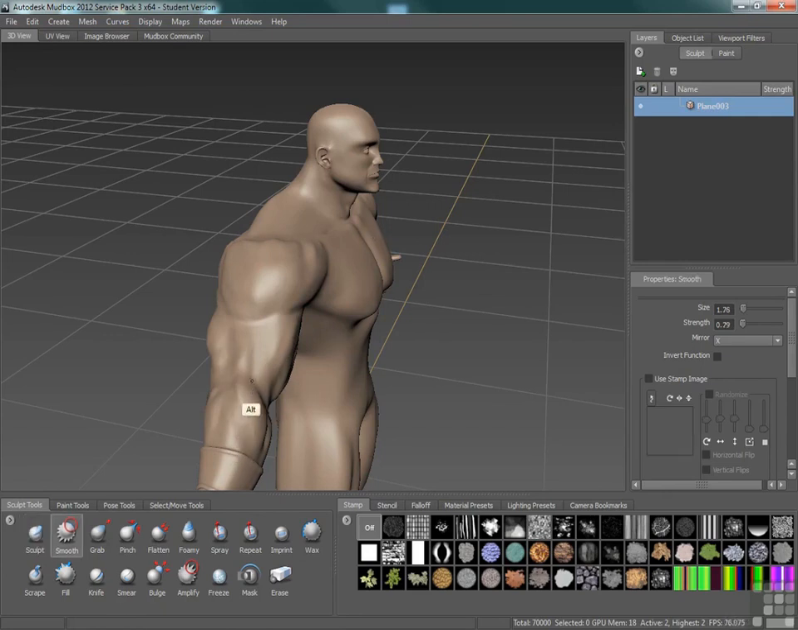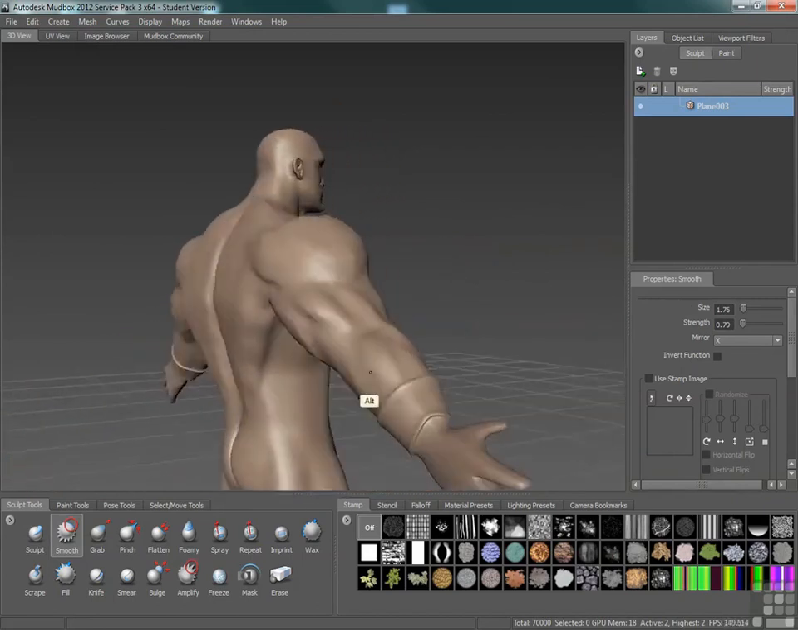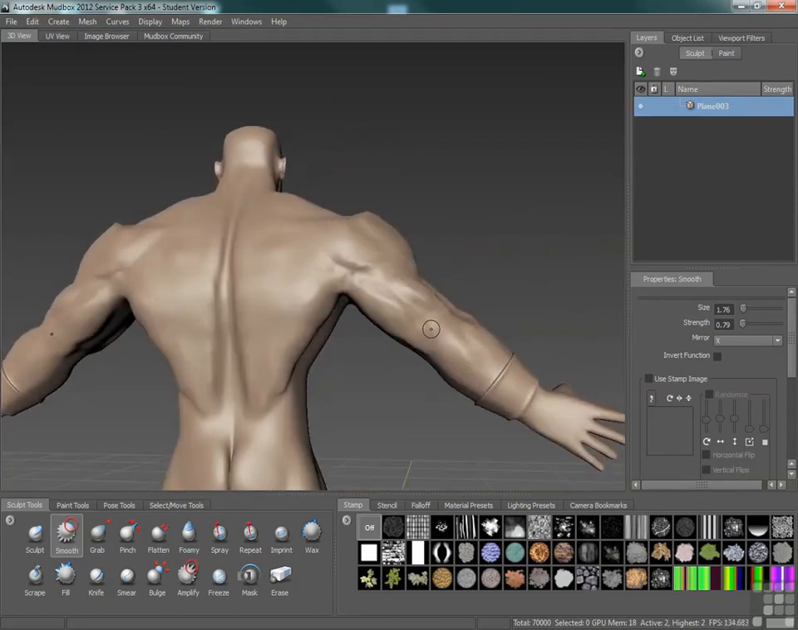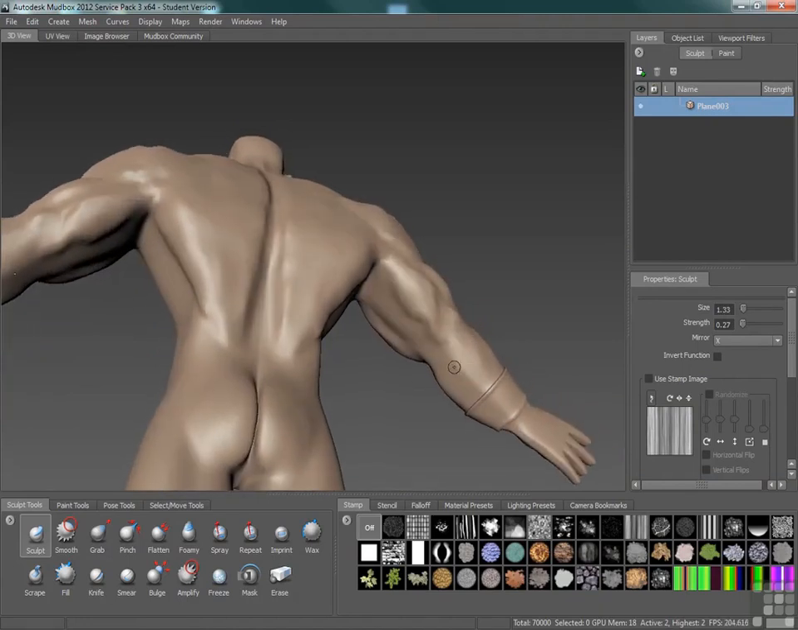Always checking the flow. Got to make sure you look around the whole mesh to see how and where things are supposed to flow. And once most of those muscle masses are kind of filled in, you can start to figure out where the details go.